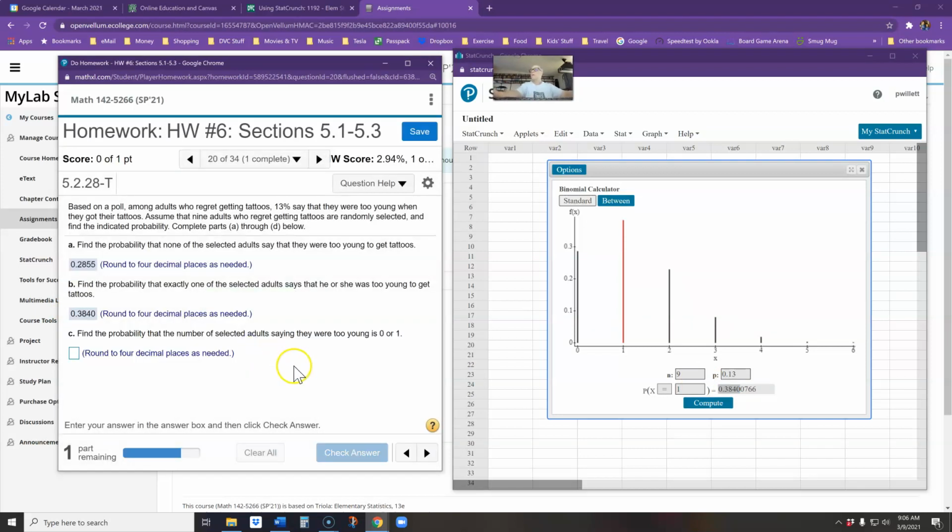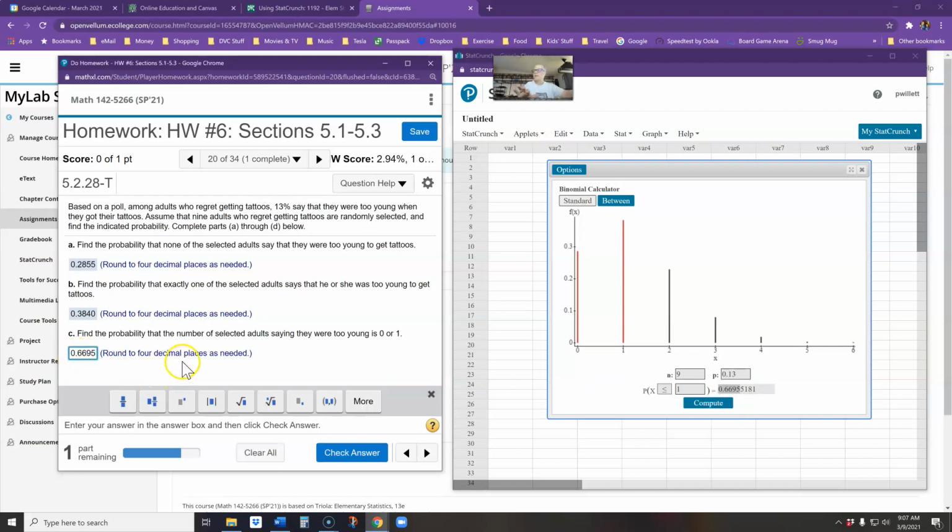And then in C, they want the probability that the number of selected adults who say they were too young is 0 or 1. So I could add up those two probabilities because here's that it was 0, here's that it was 1, and if it's 0 or 1, we could add those up. But again, the calculator will do that for us by instead of saying equal to 1, I say less than or equal to 1, because the numbers less than or equal to 1 are 0 or 1, and you can see them now both highlighted in red, and the probability is given. So to 4 decimal places, 6695, but the 5 is followed by another 5, so I have to round that last digit up to a 6.